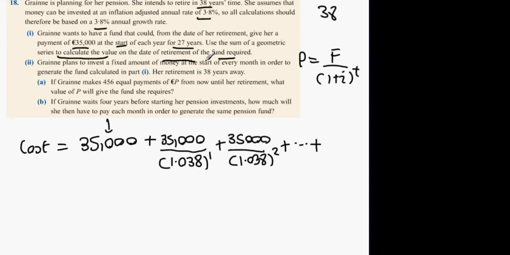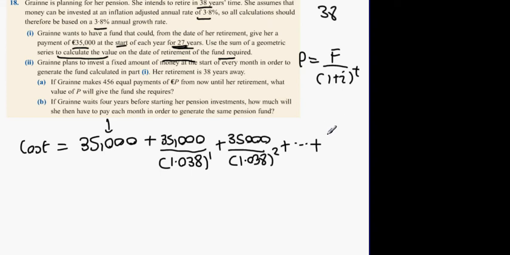Oh, wait a second. She tends to retire in 38 years' time, so she assumes that money information. Oh, excuse me, guys. She's actually only investing for 27 years in this question. So she's going to be investing for 27 years.